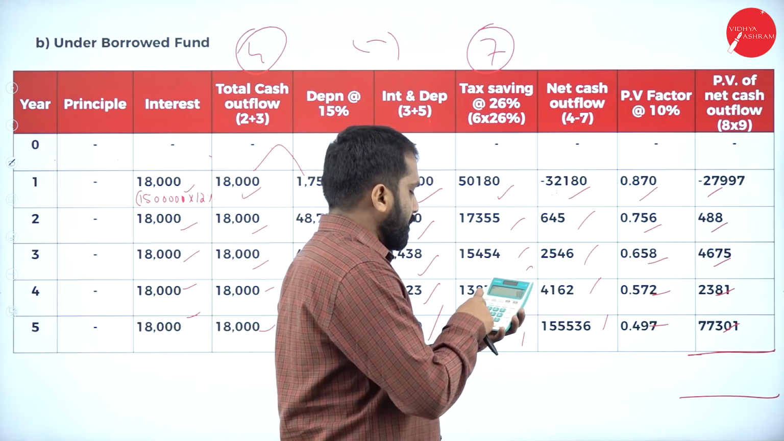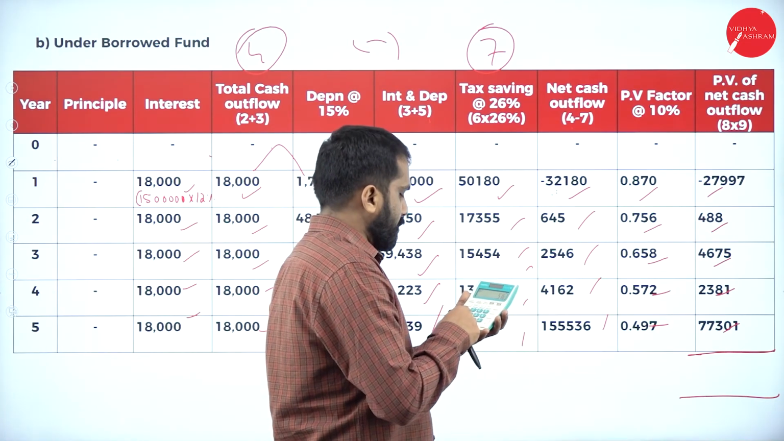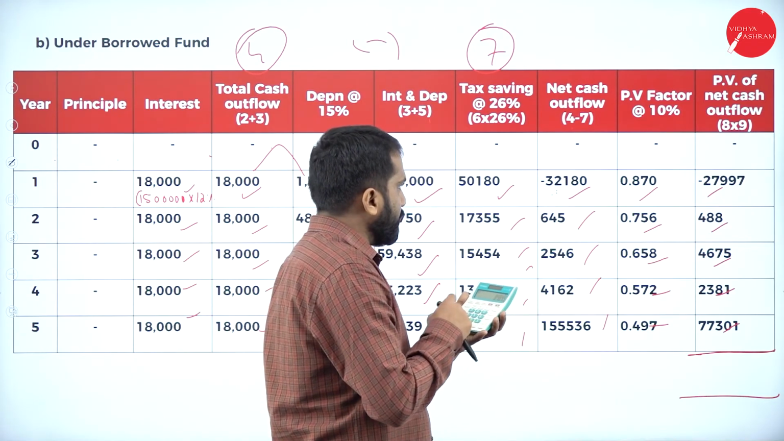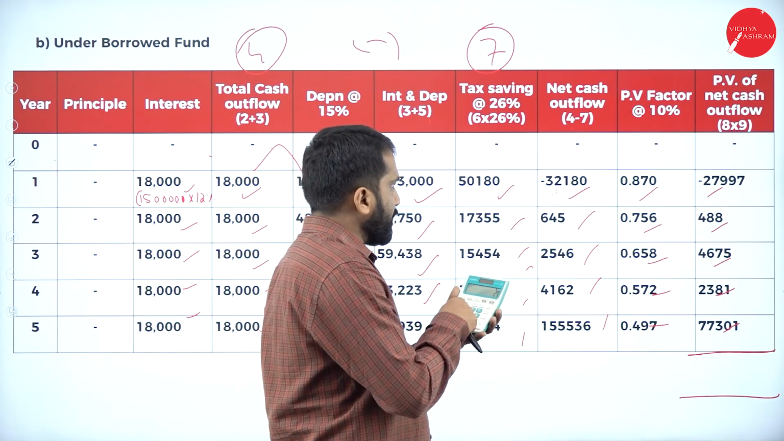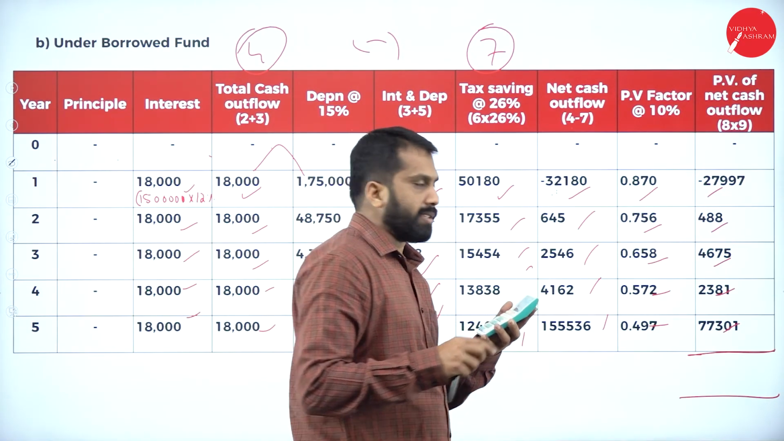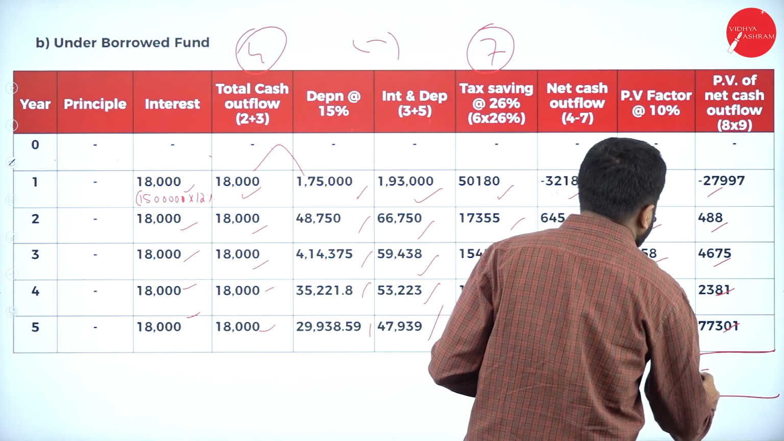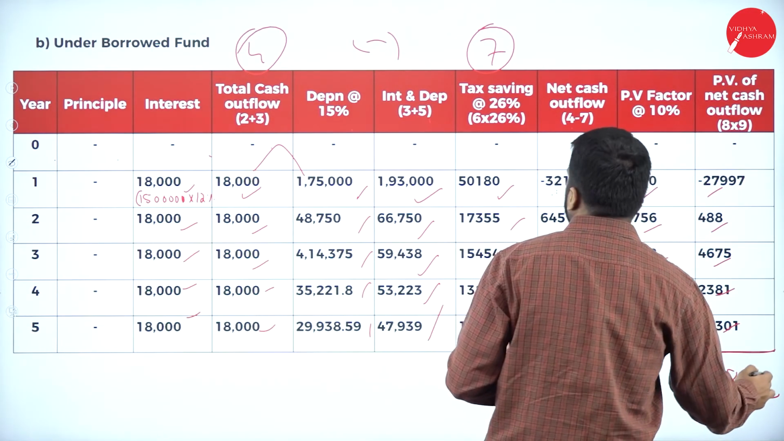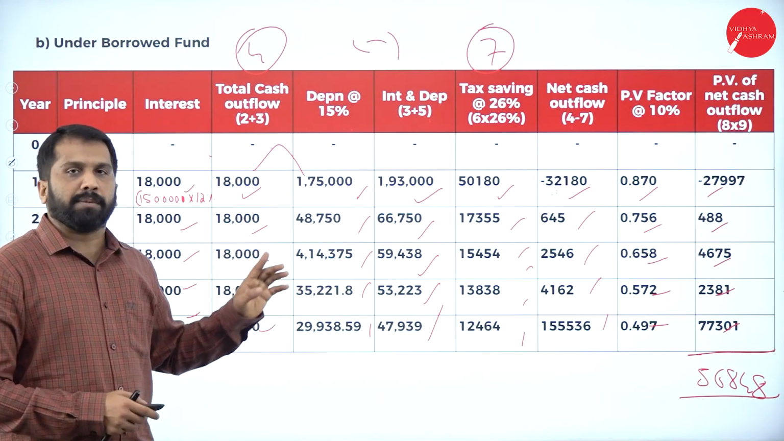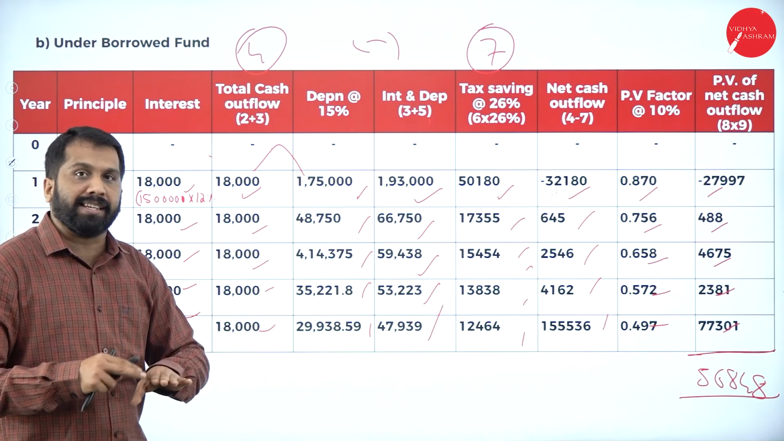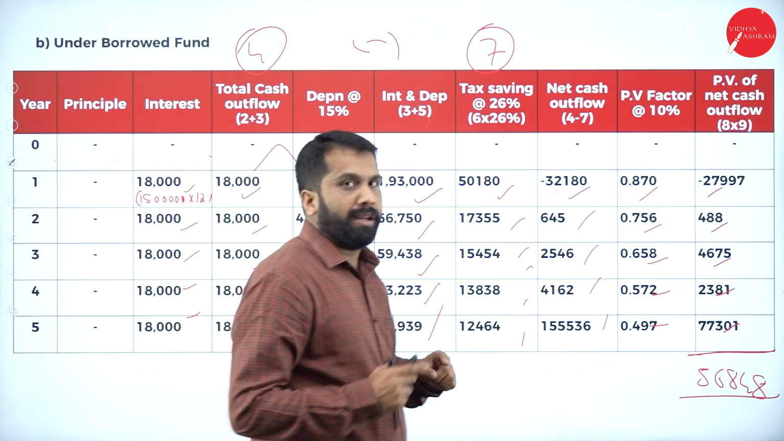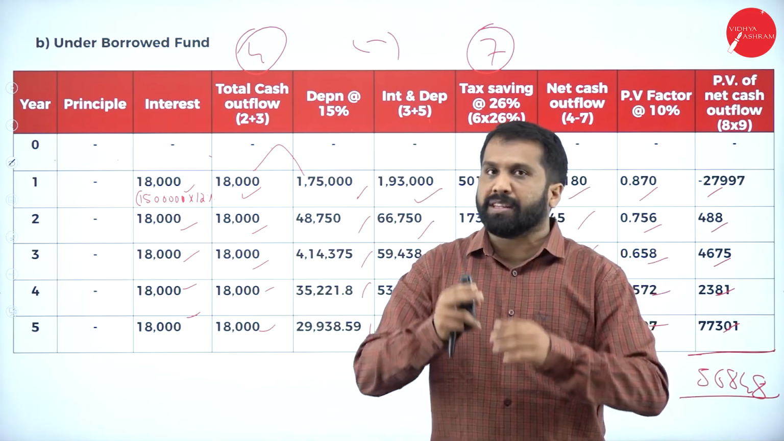488 plus 4675 plus 2381 plus 77301 minus 27997. I got around 56,848. Now what you are supposed to do is analyzing, our analyzing part will come later, but understand how to do this table. Next problem we'll do completely with analyzing part.